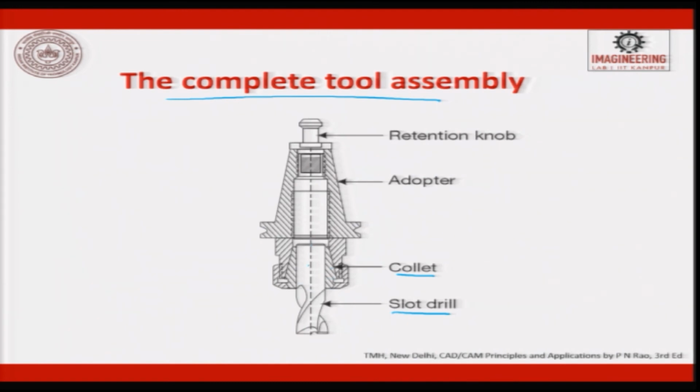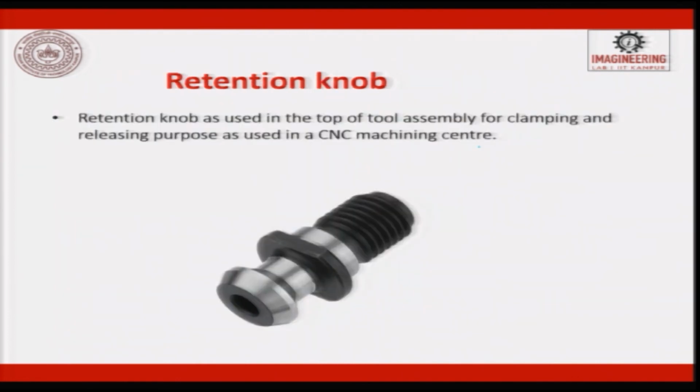Next, this collet is attached to an adapter. This adapter in turn is attached to a retention knob. So, this knob is used for locating it on the machine tool. This is the retention knob, it looks like this. The retention knob is used in the tool assembly for clamping and releasing purposes in a CNC machining center. This is a retention knob.